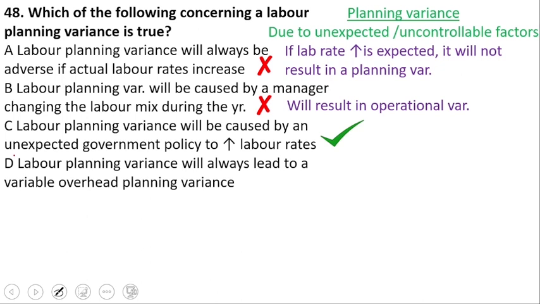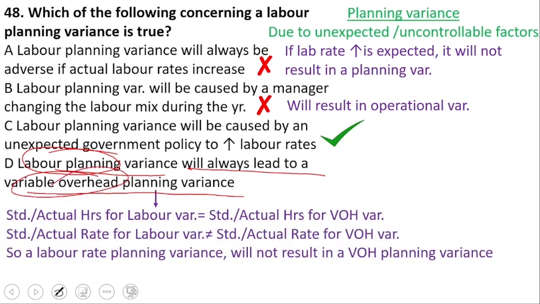Option D, labor planning variance will always lead to a variable overhead planning variance. Now, what is the relationship between labor variance and variable overhead variance? Please note that the standard or the actual hours for labor variance is equal to the standard or the actual hours for variable overhead variance. But the standard or actual rate for labor variance is not equal to the standard or actual rate for variable overhead variance. Do we pay the same rate for laborers as we pay for the electricity charges?